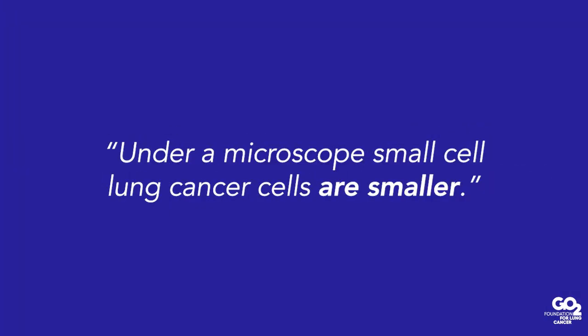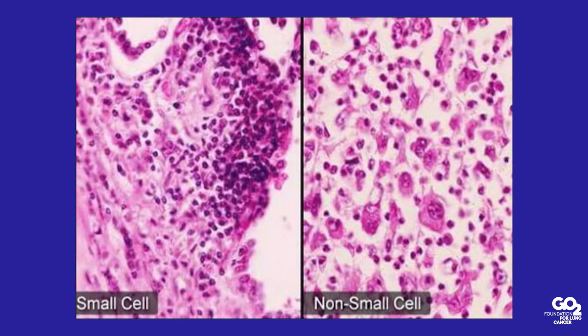Under a microscope, small cell lung cancer cells are smaller, and therefore these were separated out as small cell and non-small cell. Now, that being said, all cancers are essentially cells that are mutated. So we categorize these in ways so that we can further understand what is generally good treatment options. And that being said, these cells that are mutated really can be somewhat independent of those boxes in some ways.